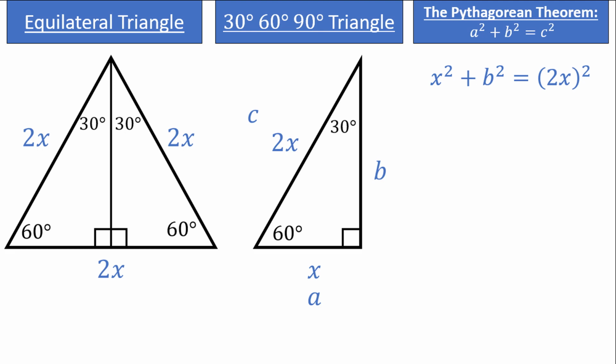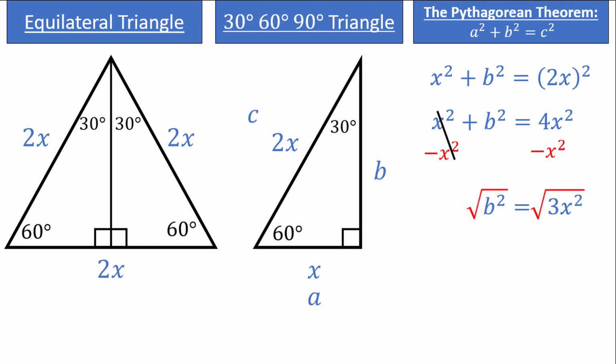Squaring the right-hand side, we have x squared plus b squared is equal to 4x squared. If we subtract x squared from both sides, we get b squared is equal to 3x squared. Remember that we are solving for b, so the next step is to take the positive square root of both sides. We get b is equal to x times the square root of 3, as the square root of x squared is just x.